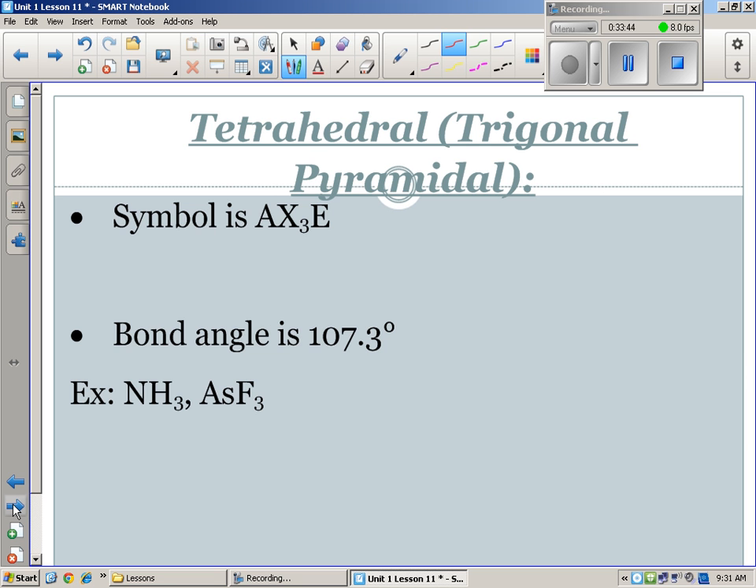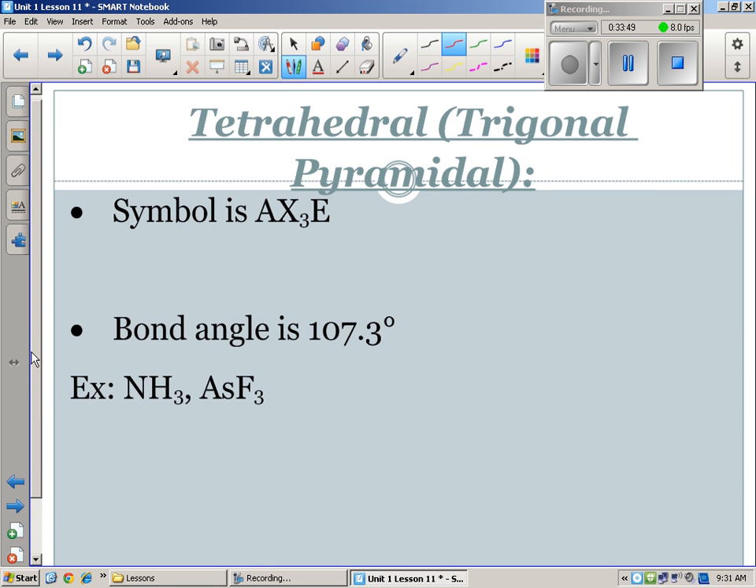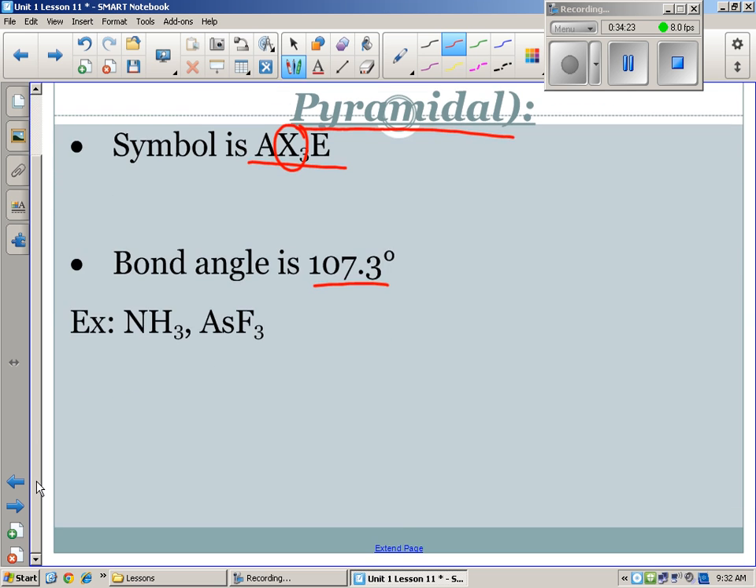This one here, the next one we're going to look at, belongs to the tetrahedral family. What does that mean? There's 4 things around the central atom again. But more specifically, we call this one trigonal pyramidal. Trigonal implies 3 things and a pyramid kind of thing, so 3-dimensional shape. The formula is AX3, so that's where your trigonal part comes in. The bond angle is 107.3.